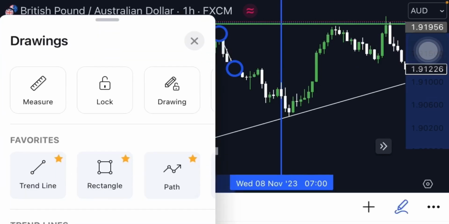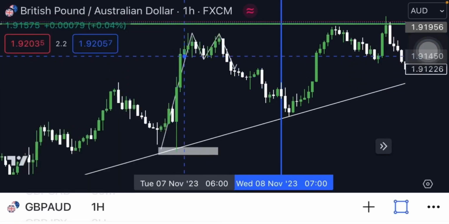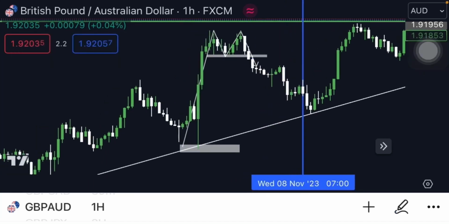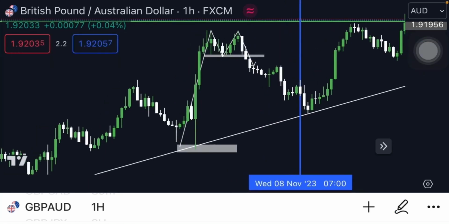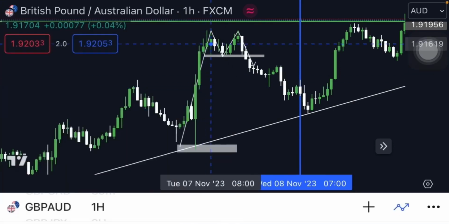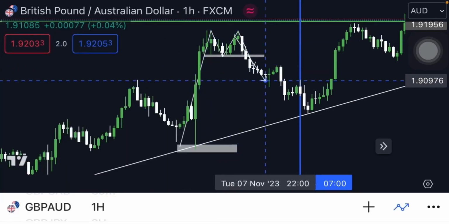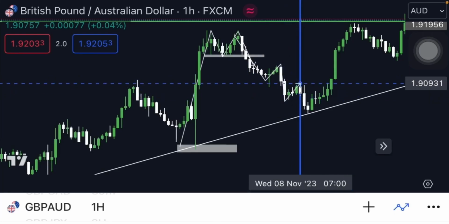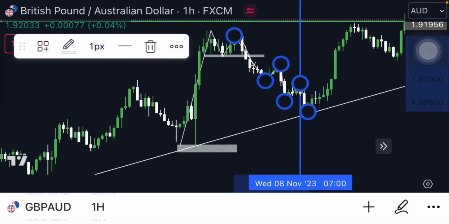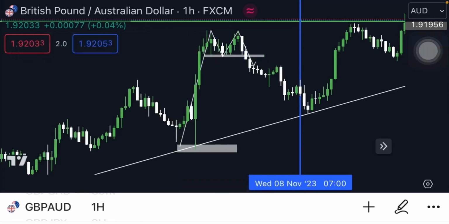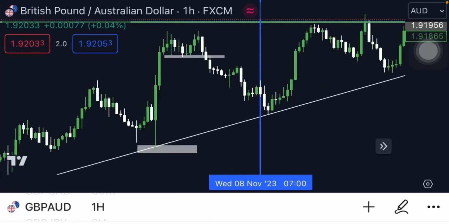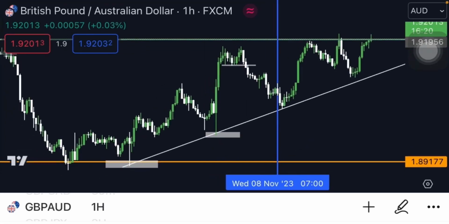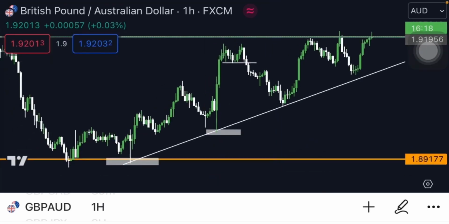Price failed to make a higher high, creating this change of structure here, and started making a low, made a lower high, made a lower low, made a lower high, made a lower low. If you see price action in this form, how do you then know? Because our major trend is an uptrend. We know when to enter the market.